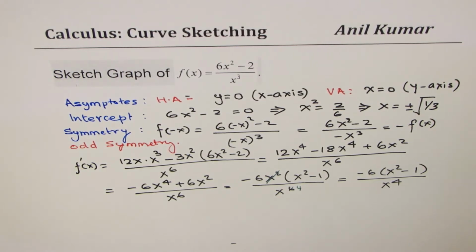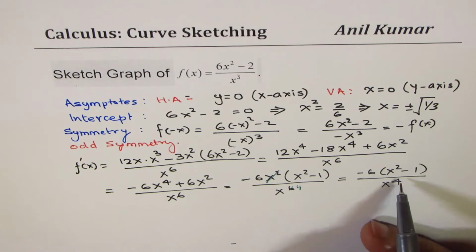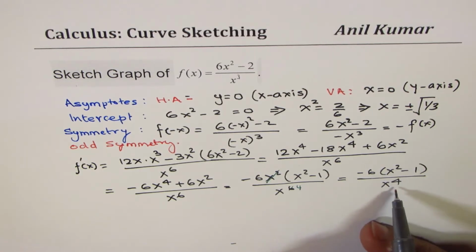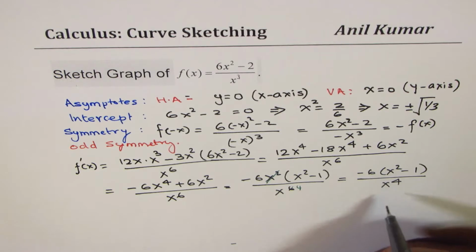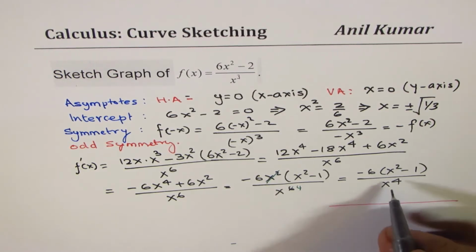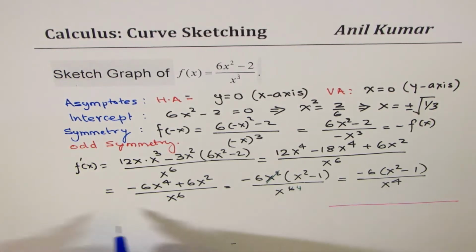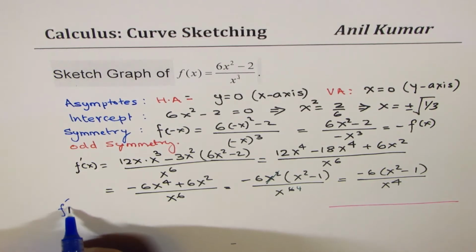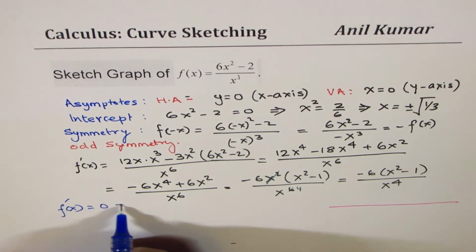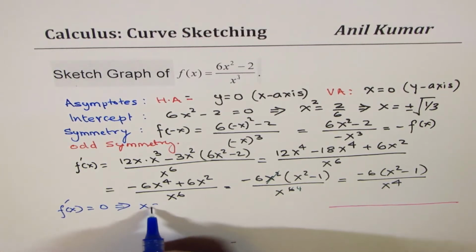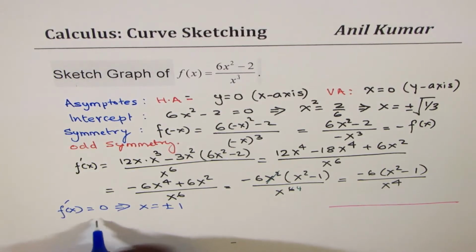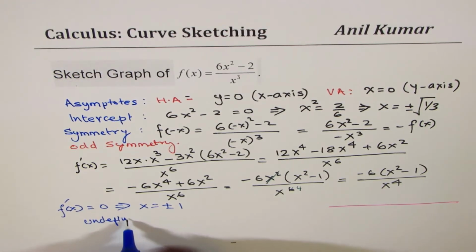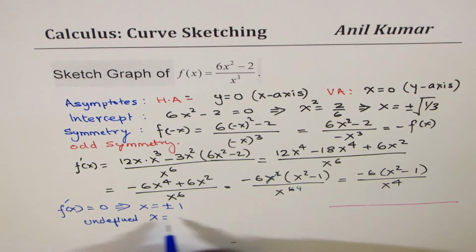Now we can analyze this first derivative. The critical numbers to look into are when this derivative is either 0 or undefined, correct? So the critical numbers are when f′ is equal to 0, that gives you x = ±1, and undefined when x is equal to 0, right?